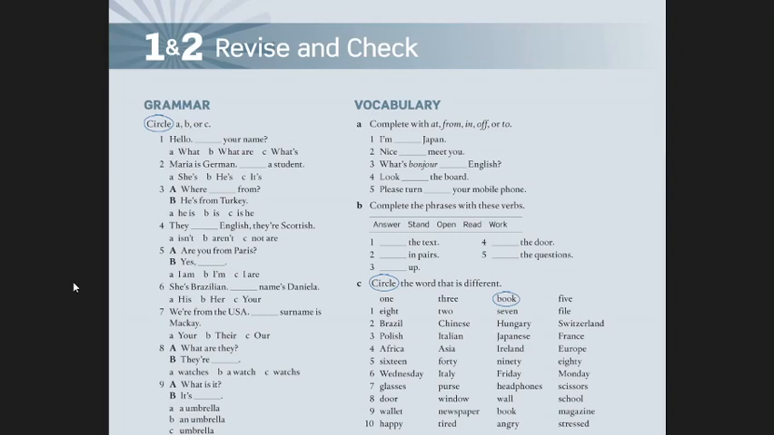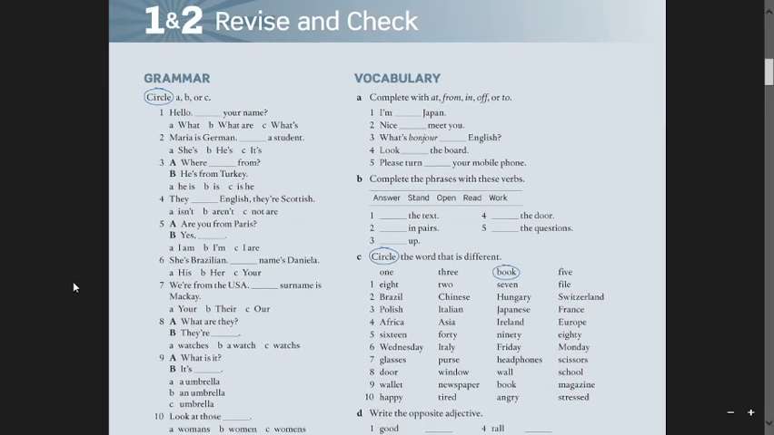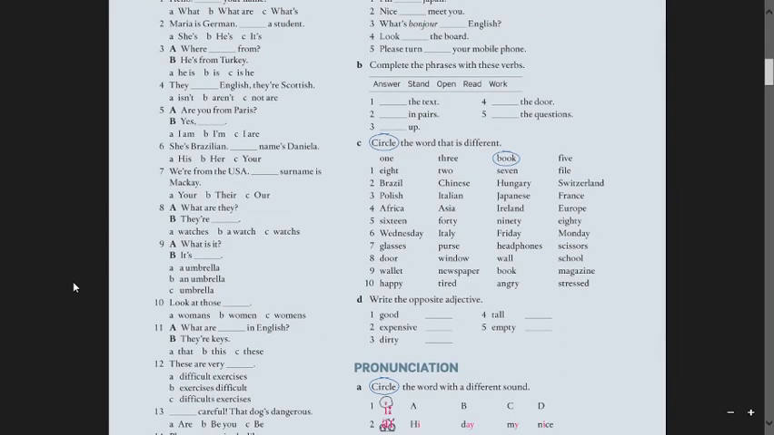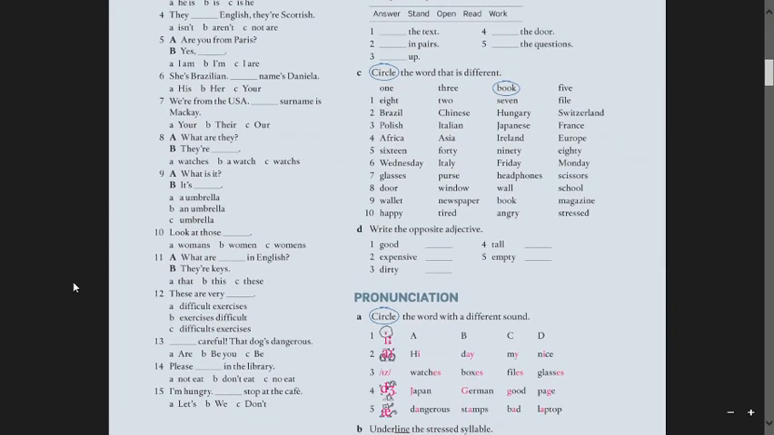In the first activity you have grammar, okay? So you have to circle in each sentence the best option, the option that is right, A, B or C. For example, in the first sentence it says "Hello, your name." So you have to choose what are or what's. Which is the right option there? Option C, what's. So you have to do the same with the rest of the sentences, okay? There are 15 in total, yes?